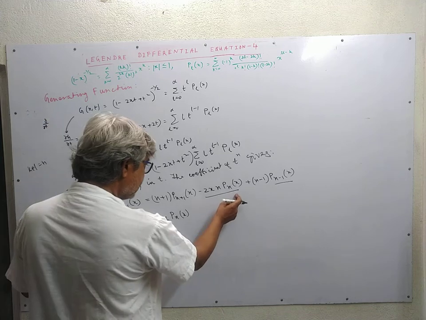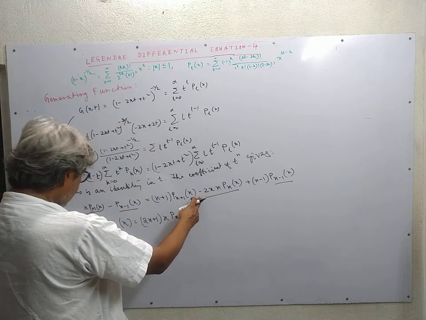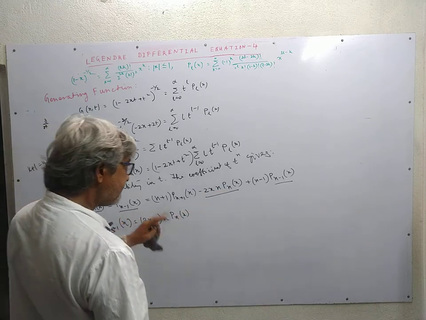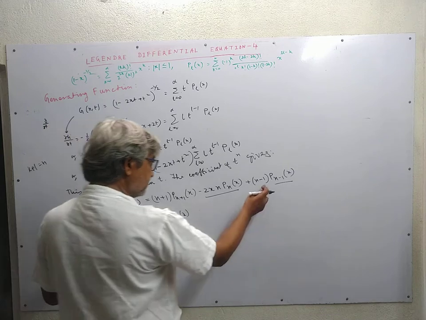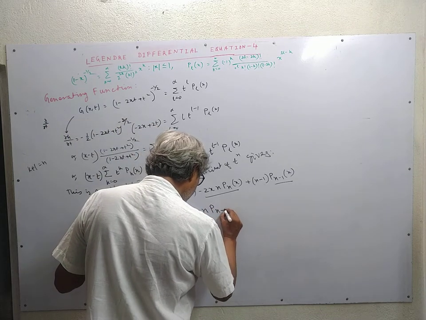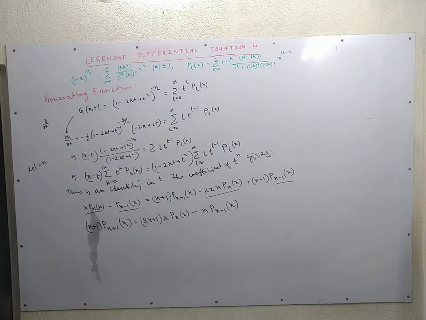We have considered this when it is taken on the other side, it is plus sign, taking x common, so (2n+1)x. And this is a minus term, and this is n P_{n-1}(x). This is the first basic recurrence relation that is obtained by differentiating the generating function partially with respect to the parameter.